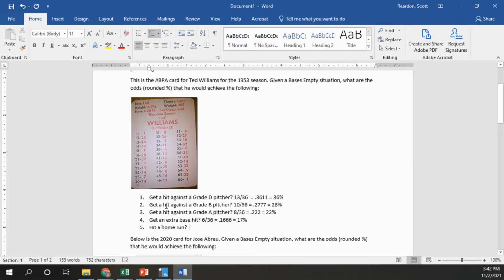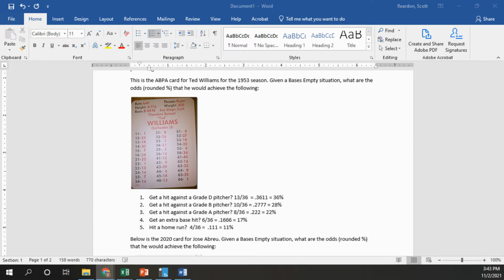Well, here we're limited with bases empty. Now you can't hit a home run with a 6, I think, with a runner on third. With bases empty, it's just going to be the 1 result. 1, 2, 3, 4. He has 4 ones. 4 out of 36. That's going to be 0.11. He has still an 11% chance of hitting a home run. Now, in terms of home runs, that is really good odds. That's one of the all-time greats.